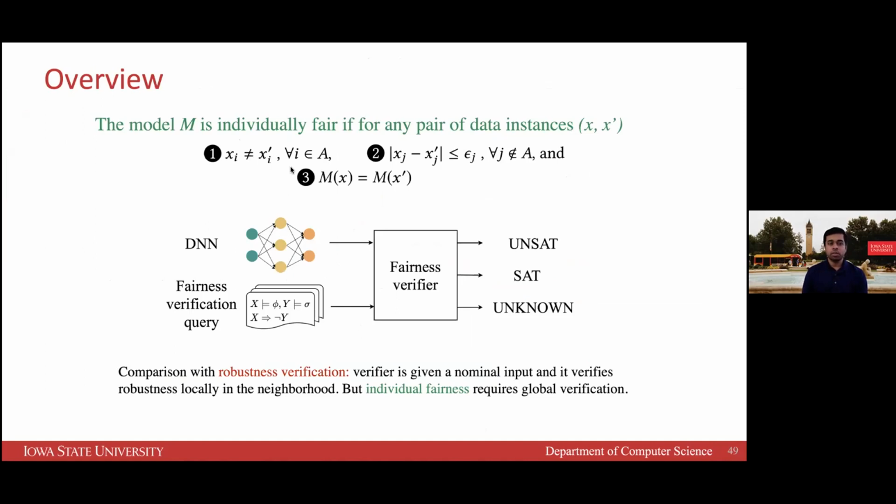This is the definition of individual fairness that I described previously. In individual fairness, any two individuals who are similar, but not in their protected attribute, should have similar classification. And in deep neural networks, if we want to verify it, our goal is to provide a formal guarantee that this network satisfies the conditions provided.